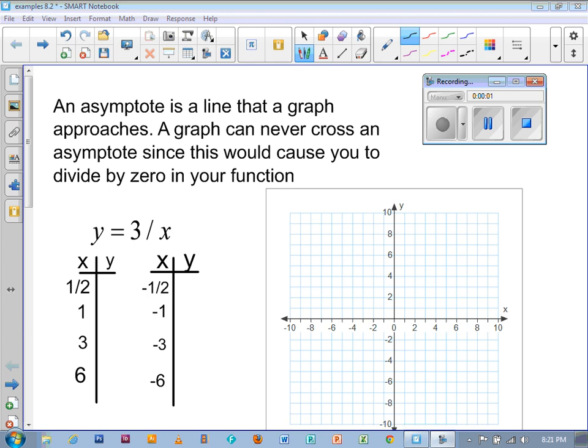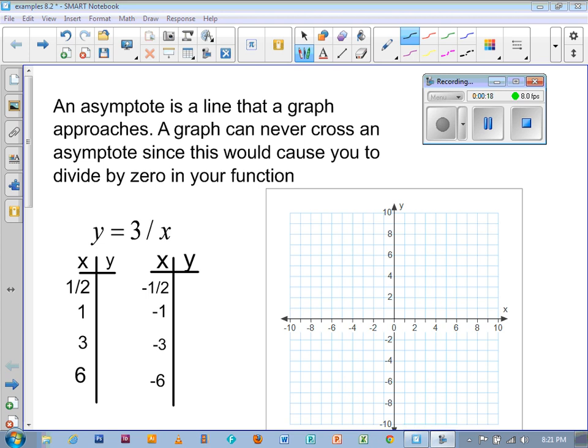This is Mr. TG. This is lesson 8.2. Today we're going to be graphing what we're going to refer to as a parent function, in this case y equals 3 over x. And it's an equation that has inverse variation. It's also referred to as a reciprocal function.